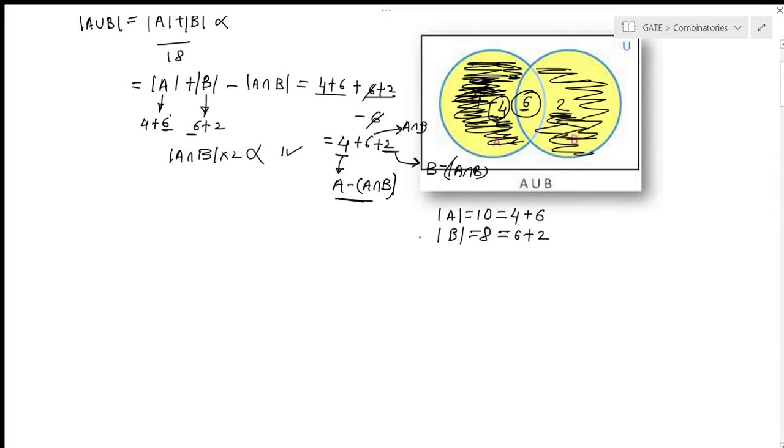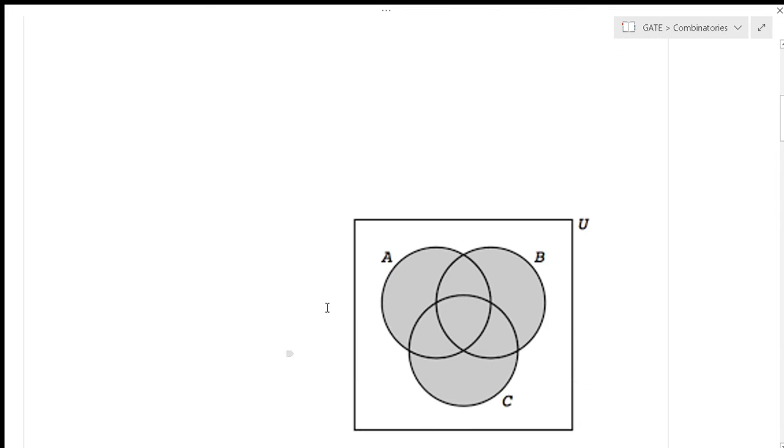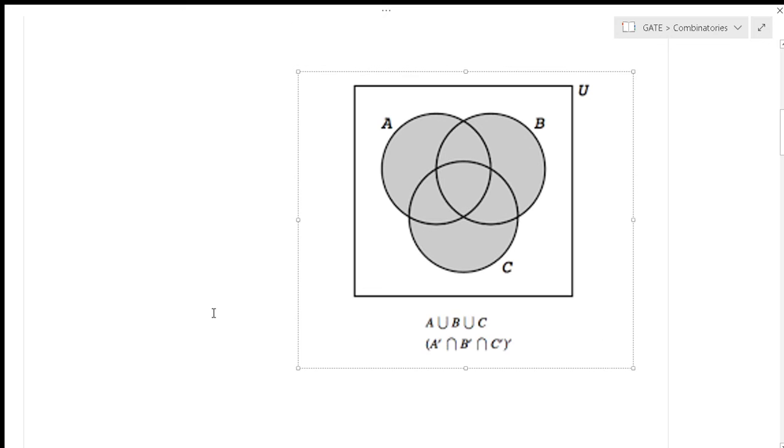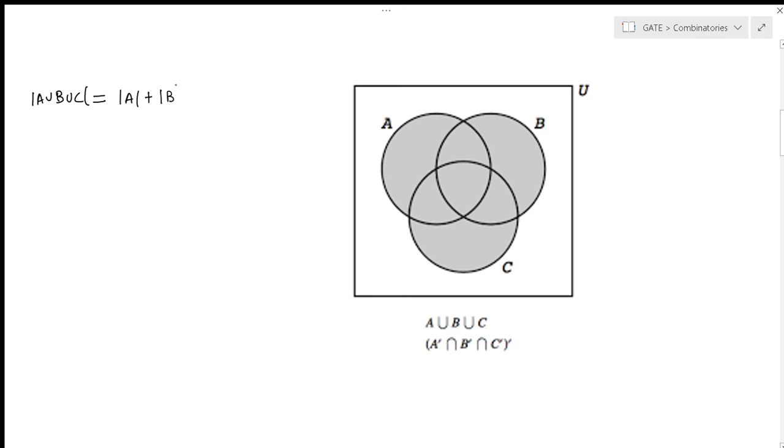Now let's look at something more advanced, I would say. What happens when we extend the same concept to three sets? As we saw earlier, what would be the answer for A union B union C? You might say, let's just add the cardinalities of these three sets. But what happens is that the part which belongs to A and B, see this part, has been added twice.